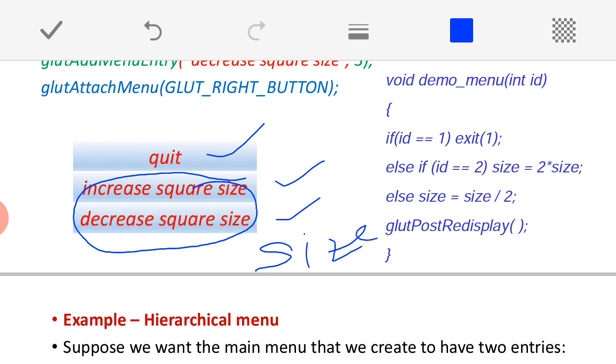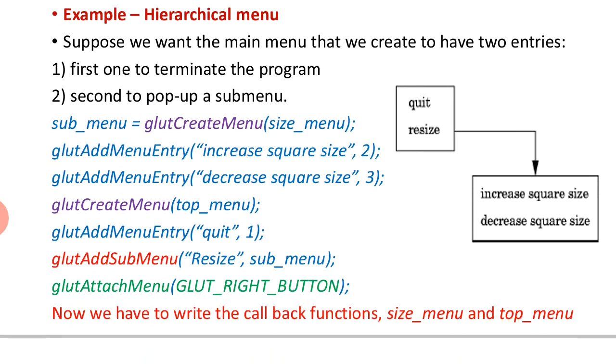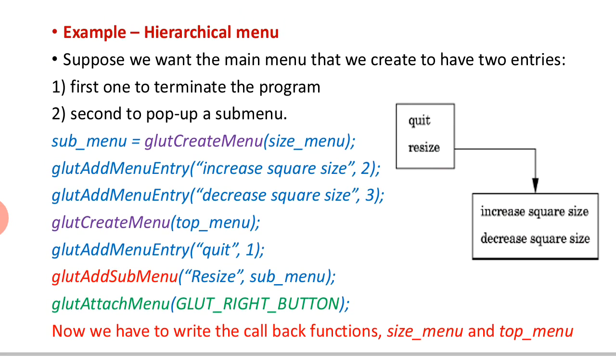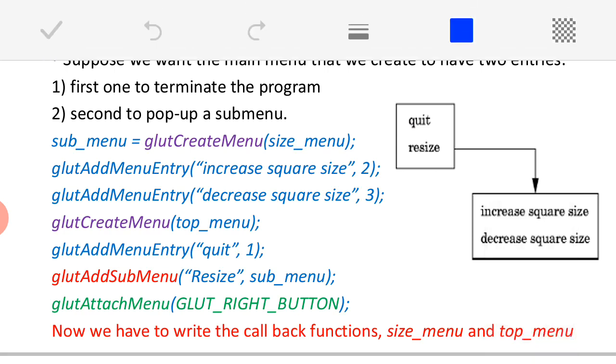Okay. Then within that size, when you click on that size, it will open another two options, either increase size or decrease size. So that is what I want to implement, an implementation of a sub menu here, resize. See here, what is happening over here, now I am going to have only two entries in my main menu: one is quit and another one is resize.